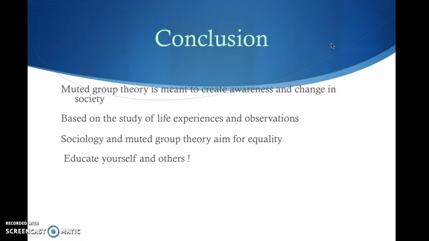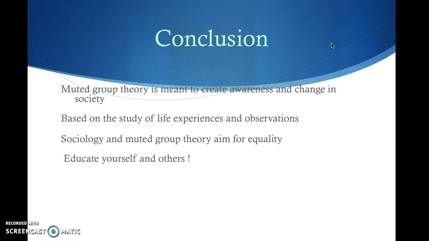So in conclusion, muted group theory is an interpretive theory that is trying to change and reform society. An interpretive theory is based off of experience and observation, so personal experiences, rather than scientific mathematical issues. Sociology and muted group theory believe and aim for equality. No person, race, gender, or culture is better than the other. Standing together and embracing everyone's diversity will make it better for everyone. The main purpose of this theory is to educate. Everyone should be educated and aware of the stereotypes and muteness of different cultures and subcultures, and everyone should be considered equal. The main goal of muted group theory is to educate the non-silenced and let the muted groups be heard.